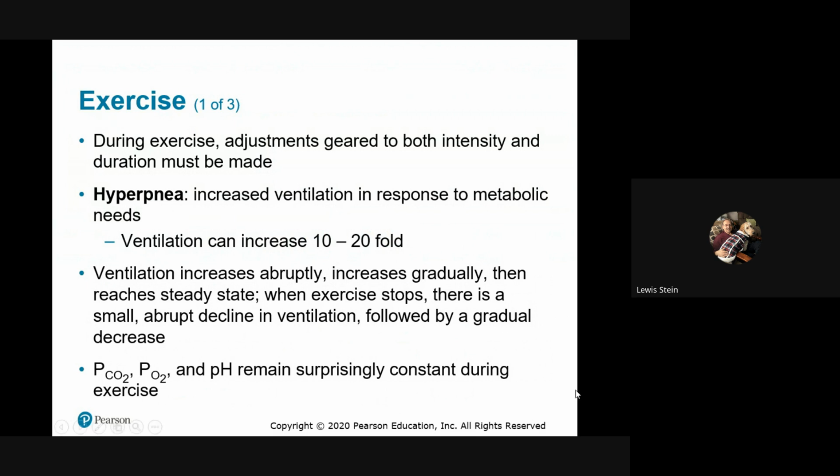So if we're doing exercise properly and getting a sufficient amount of ventilation, whether you're doing it aerobically or non-aerobically, you shouldn't have dramatic changes.